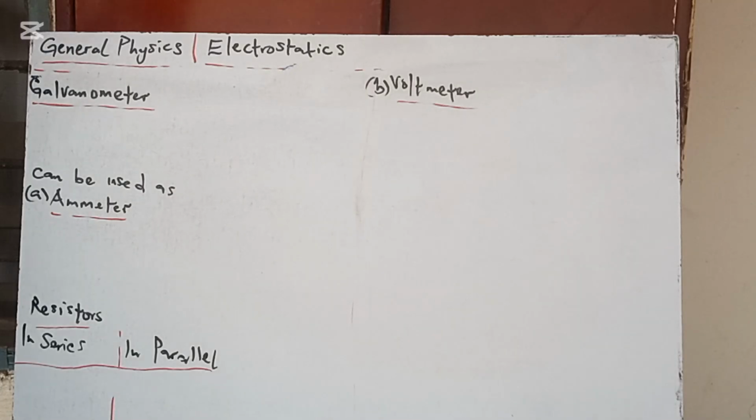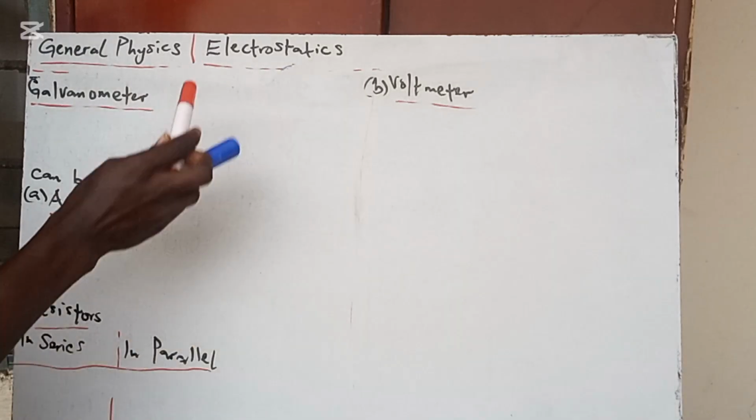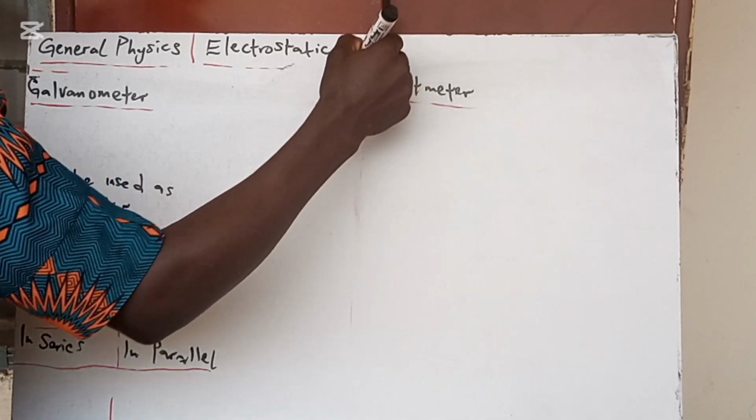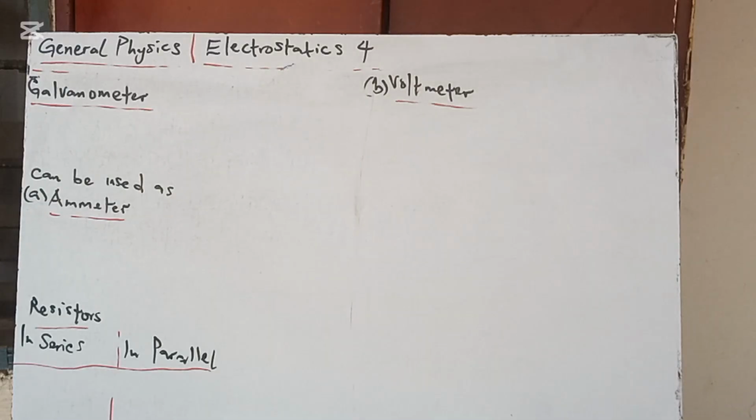Good day and welcome to this last section of electrostatics. In this section we're going to be dealing with the galvanometer and how it can be used as an ammeter and voltmeter. So without wasting much of our time, we're going to be defining the galvanometer.